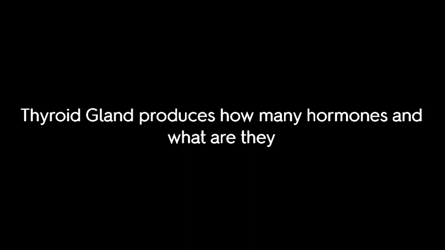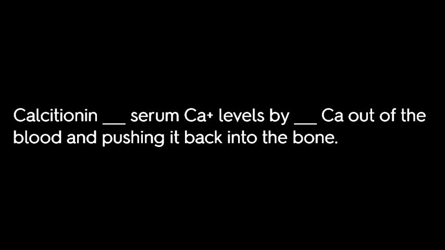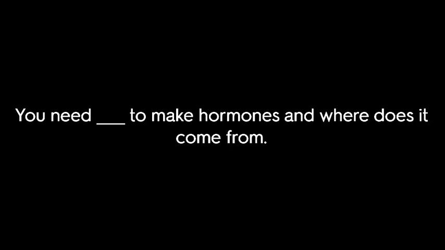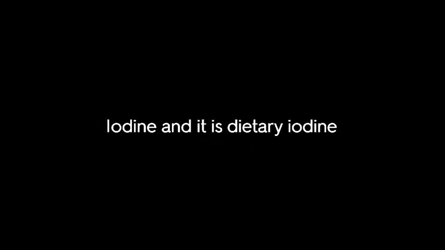Thyroid gland produces how many hormones and what are they? Three: T3, T4, calcitonin. Calcitonin decreases serum calcium levels by taking calcium out of the blood and pushing it back into the bone. You need iodine to make hormones, and it comes from dietary iodine.